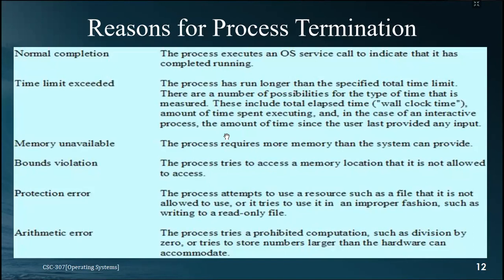Now there are different reasons a process can be terminated. It can be normal completion, where a process executes an OS service and indicates that it has completed running. So this is very simple. Time limit exceeded: a process has run longer than the specified total time limit. Sometimes whenever a computer hangs, we can use the task manager. Whenever a process is no longer responding, the task manager gives you a notification asking whether you want to close the program, since it's taking too long to respond. In that case, you can shut down the program.